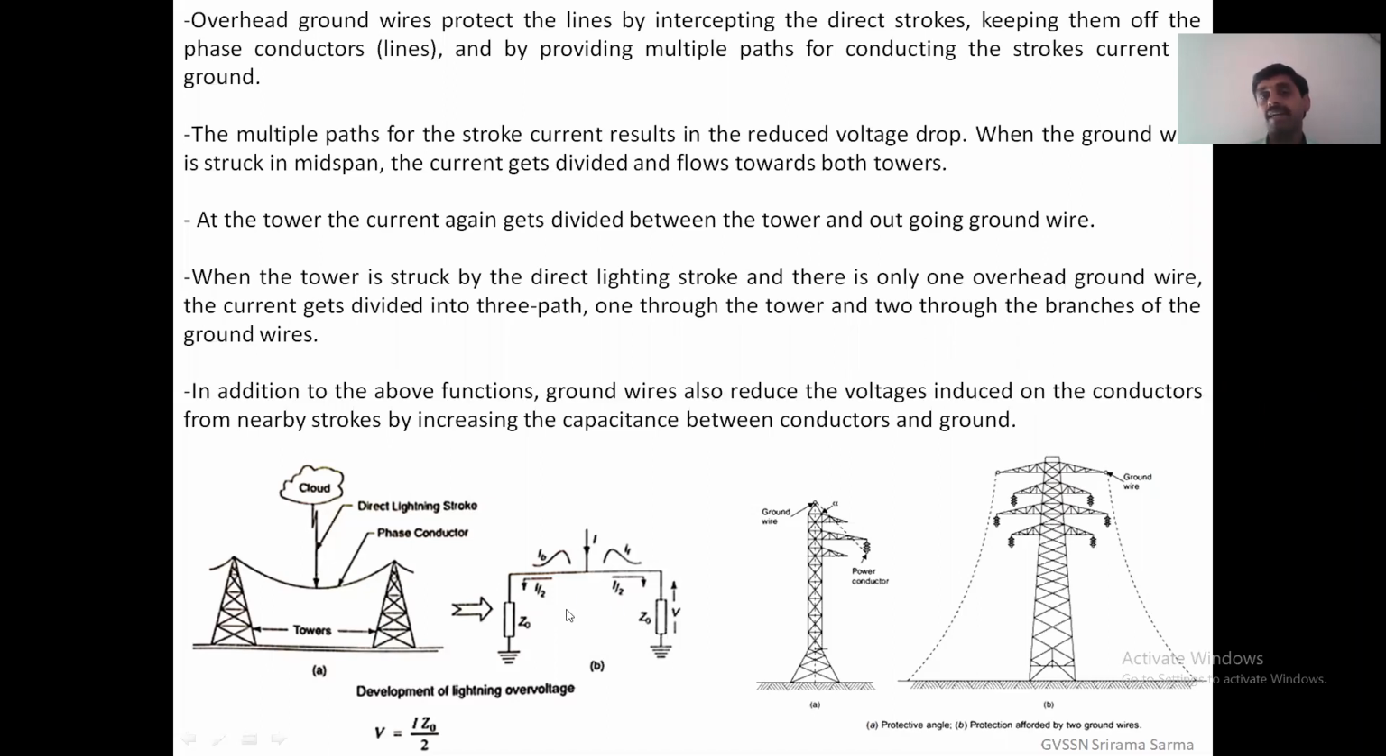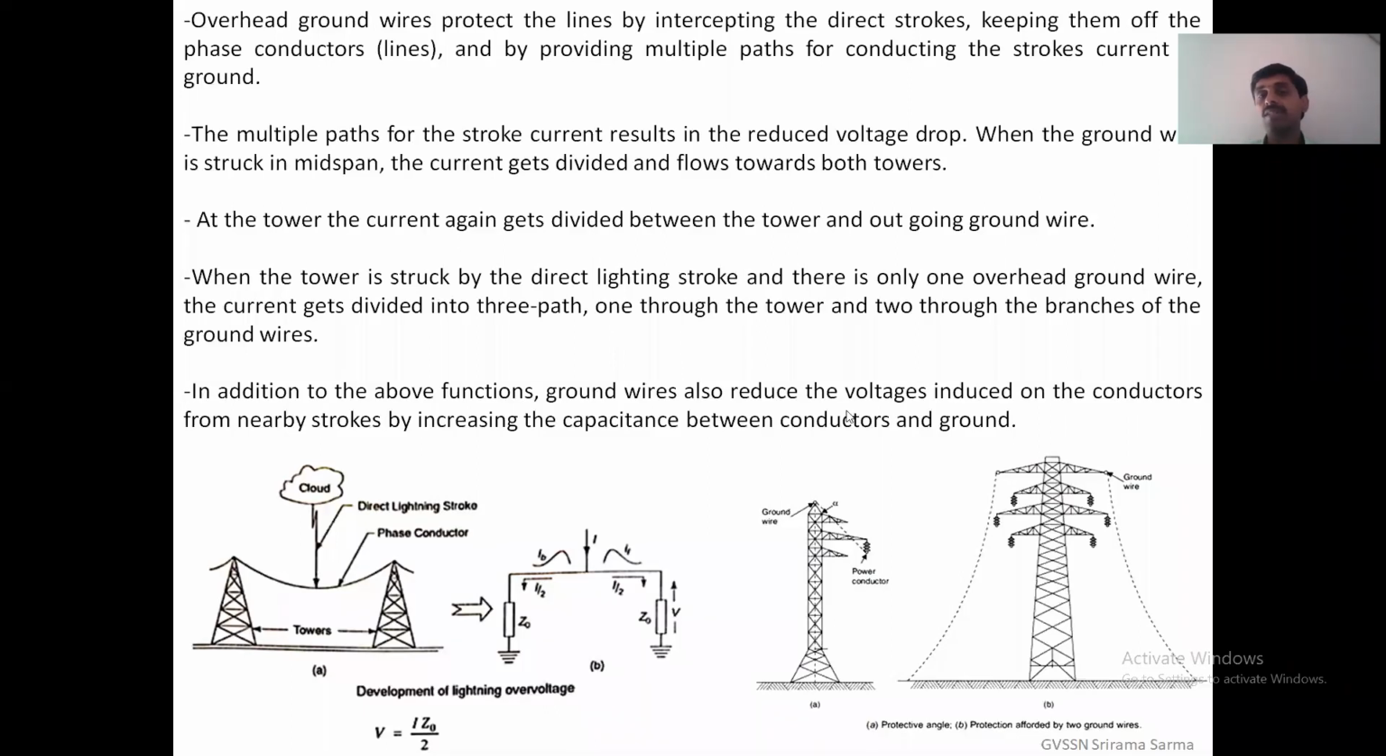When the tower is struck by a direct stroke, there may be two ground wires or one ground wire. If it has one ground wire, then what happens? The current gets divided into three paths. What are the three paths? One through the tower to the ground, and the other two through the branches of the ground wire. In addition to the above functions, that means not only providing parallel paths, but also reducing the voltage because of the low impedance. That is the way the voltage will be reduced.